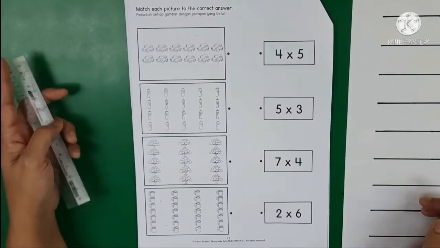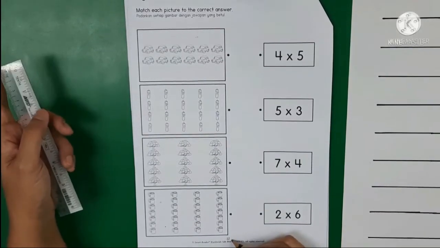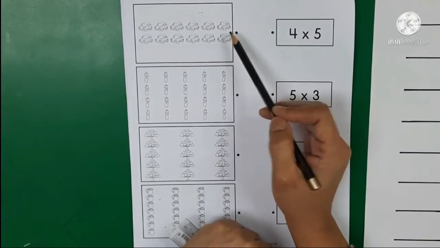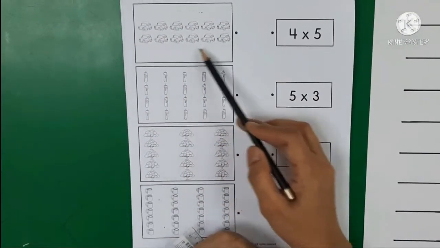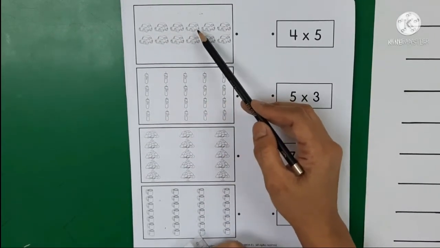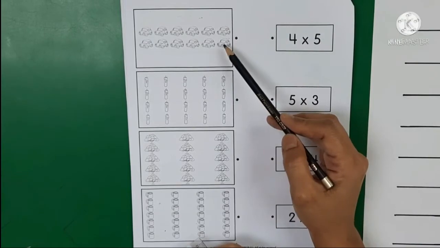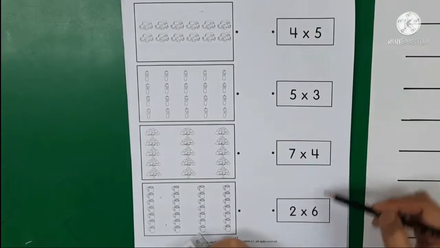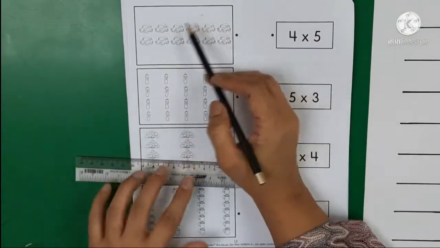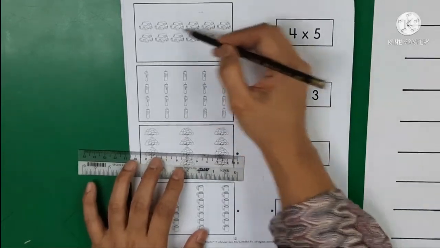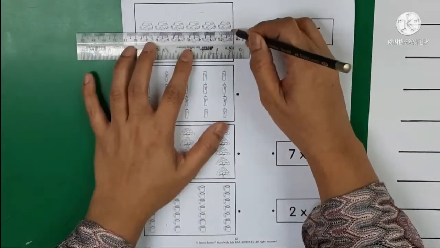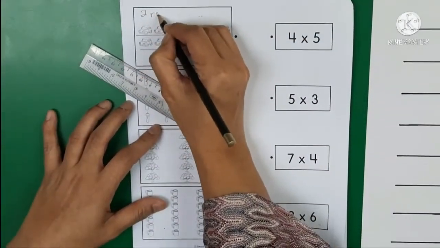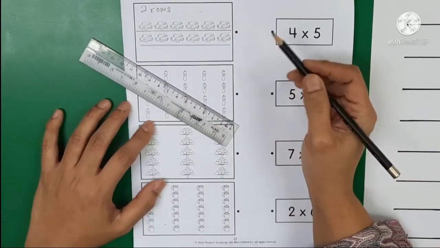More exercises on multiplication. Please turn to page 12. Now, look at this picture. We are going to count how many rows and how many objects in each row. Then we will match each picture to the correct answer. Let's try this. How many rows are there in the first picture? 1, 2. So there are 2 rows in this picture.